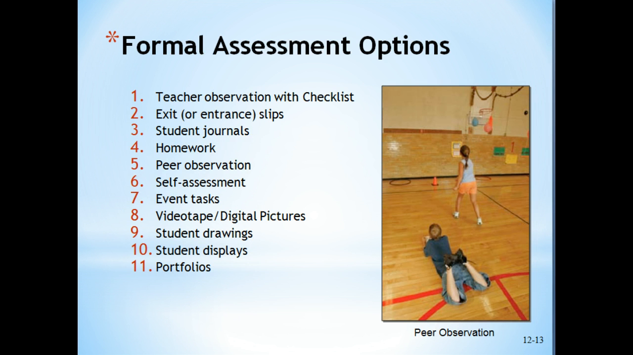Some formal assessment options that we'll show on the next 10 or 11 slides are teacher observation with a checklist, which makes it formal, exit or entrance slips to the class where you ask the students to write down something about cognitive or psychomotor things or affective things, student journals, which are affective, homework assignments that could be motor or cognitive, peer observations, self-assessments, event tasks, which we'll talk about in a minute, videotape or digital pictures, student drawings, which are very helpful in a pre-K class or younger elementary school classes, student displays like bulletin boards and so on, which are not used quite as much in physical education, or student portfolios.